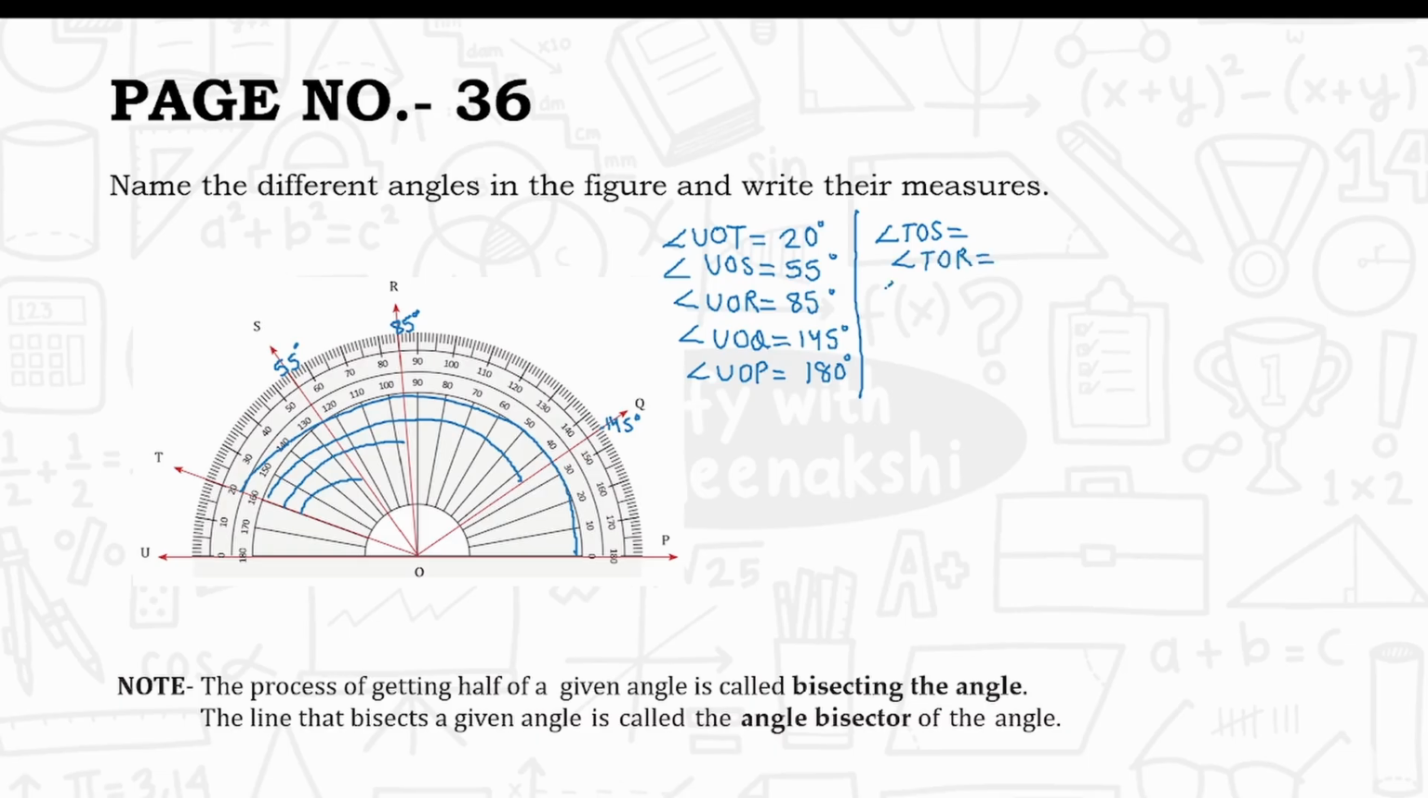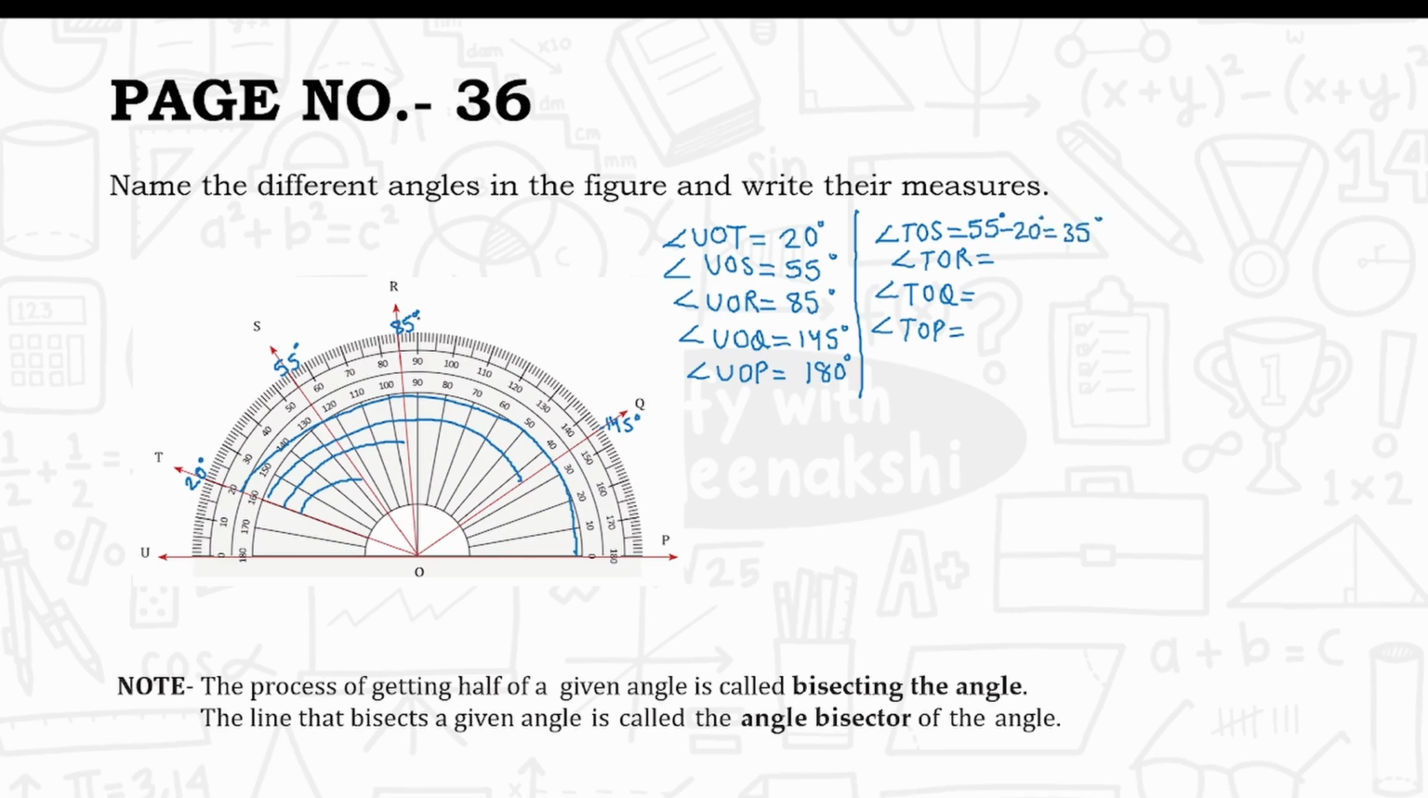TOR, TOQ, and TOP. So this time what we have to do, we have to subtract 20 degree because we are starting from 20. So I will write here 20. So 55 minus 20. First I'm showing you steps, then I will write directly 35 degree.